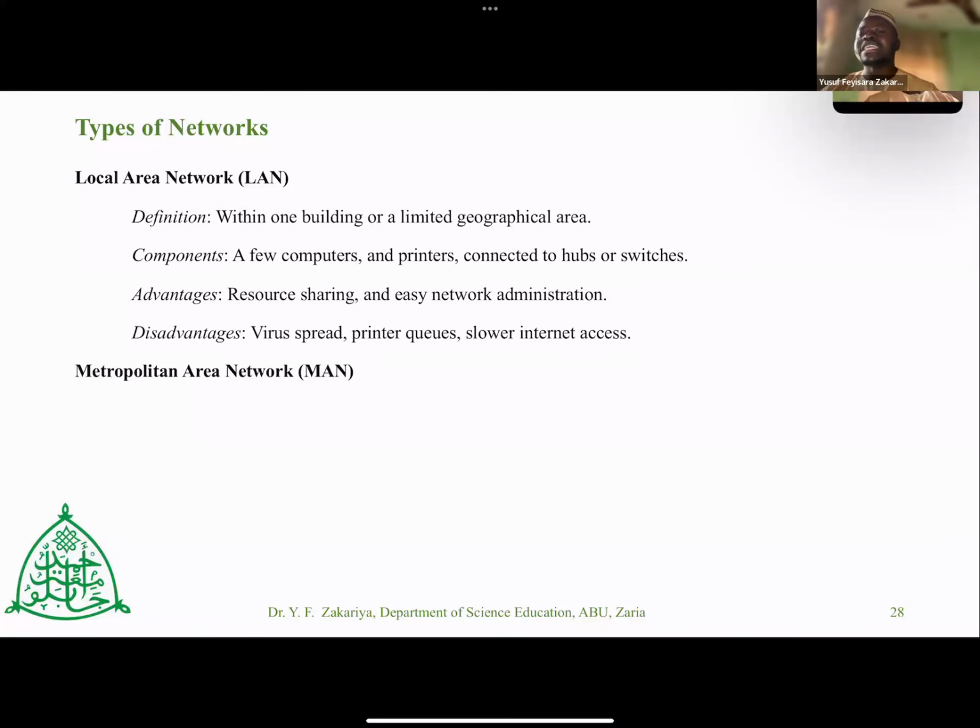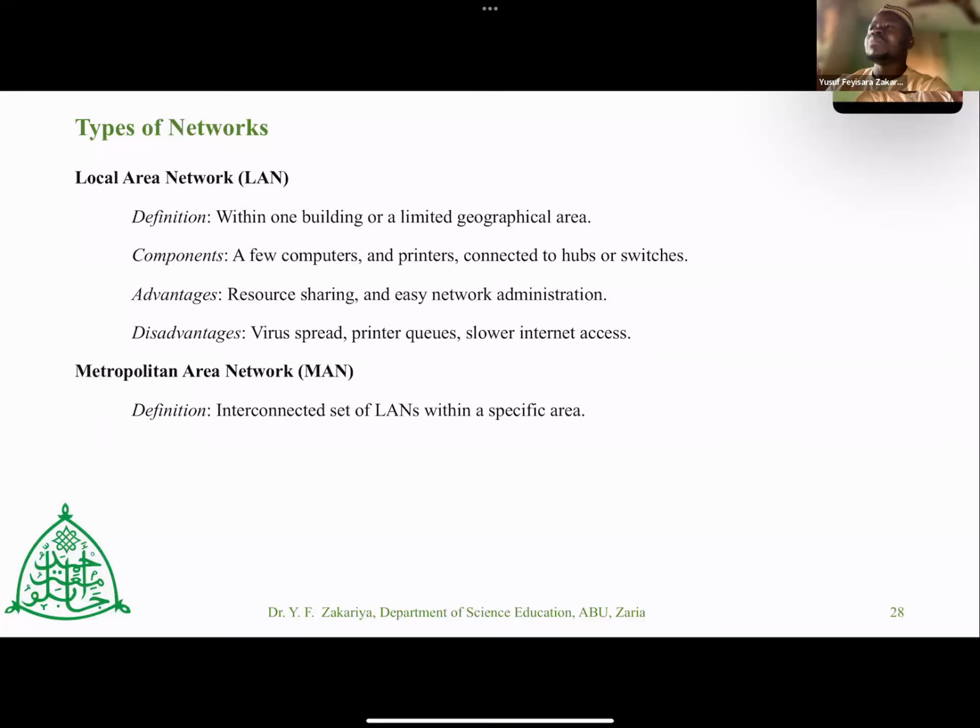Then we have the metropolitan area network. This one covers a wider space than the building. Like the ABU intranet, for those of you using ABU wireless. And at this point, I think I must pause.